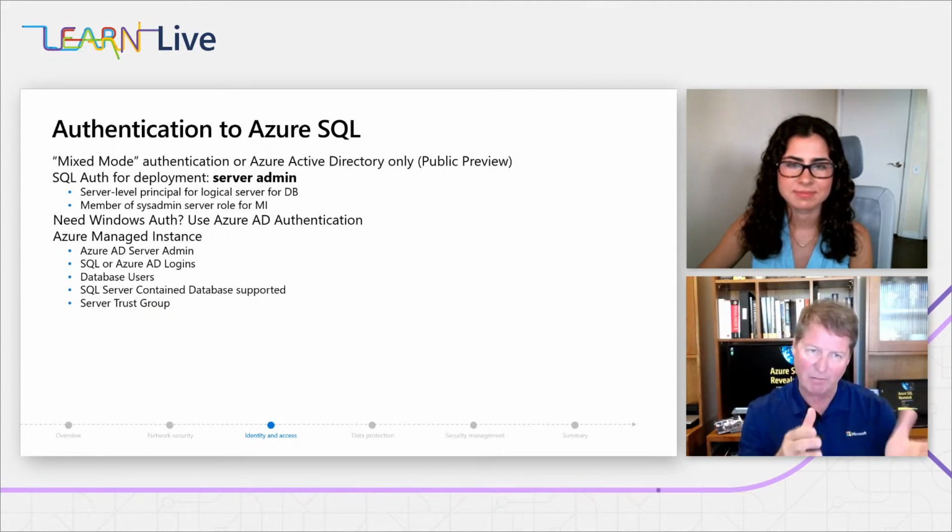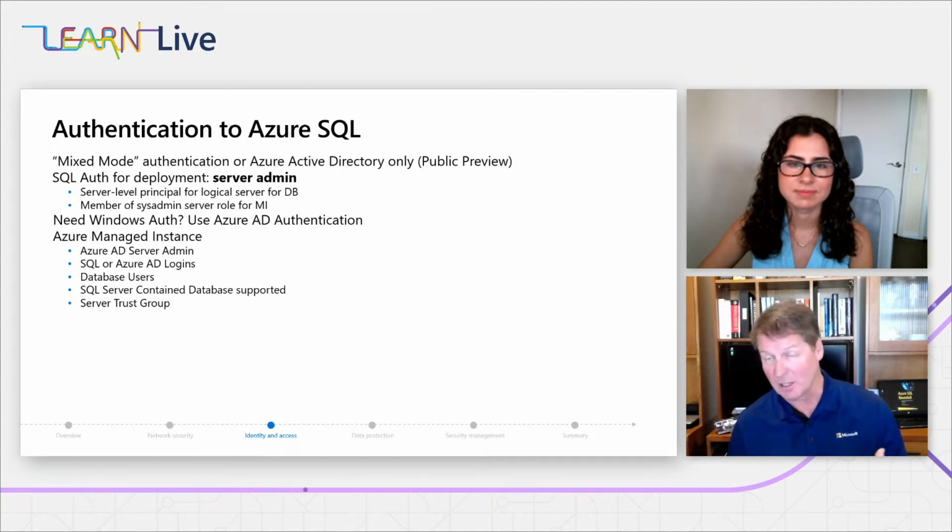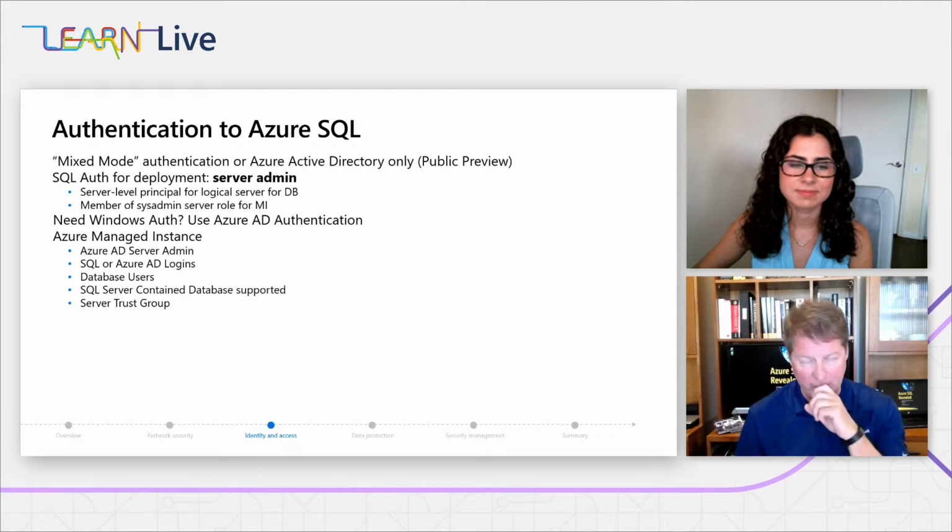So for managed instance, you can have an Azure AD server admin along with the SQL admin. You can have SQL or Azure AD logins. Then you would have database users in your databases, because it is a SQL instance, mapped to those logins. You could even do an actual contained database, just like we do in SQL Server today. And then we have this new concept that we just launched last year called a server trust group. And we use those for instance-to-instance communications, like a distributed transaction scenario.